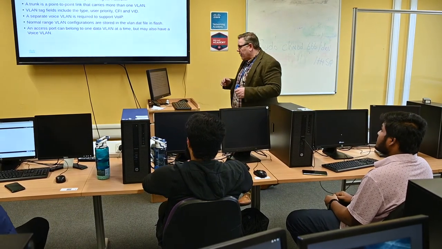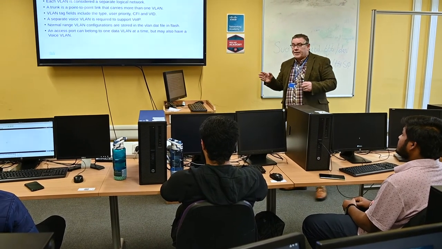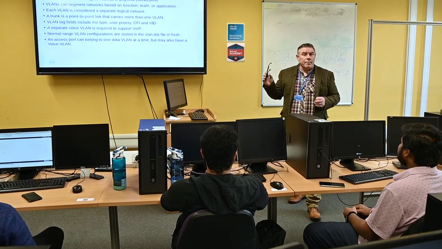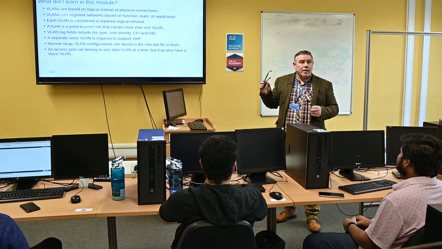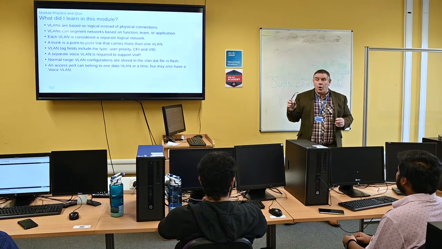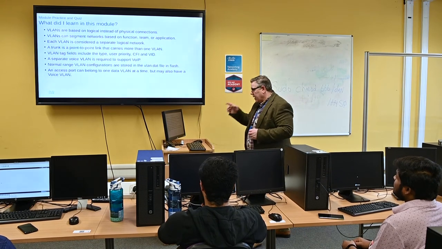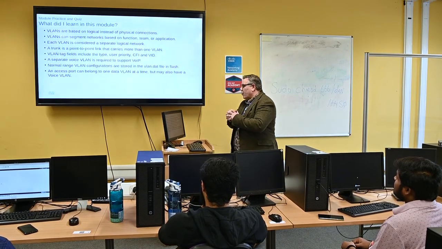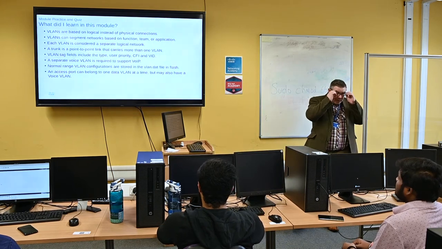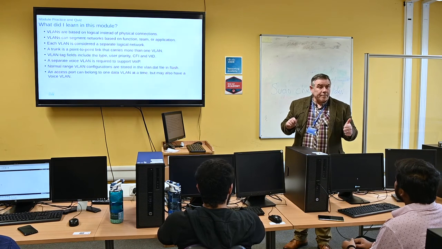VLAN tag fields include type, user priority, CFI, and VID. What protocol do we use that we mentioned earlier on? I said I would identify it using .1Q, 802.1Q. We will go into that in more detail. A separate voice VLAN is required to support voice over IP. Now, we're not going to actually configure them, but that stands to reason, bearing in mind what we have talked about. Is everybody happy with that?